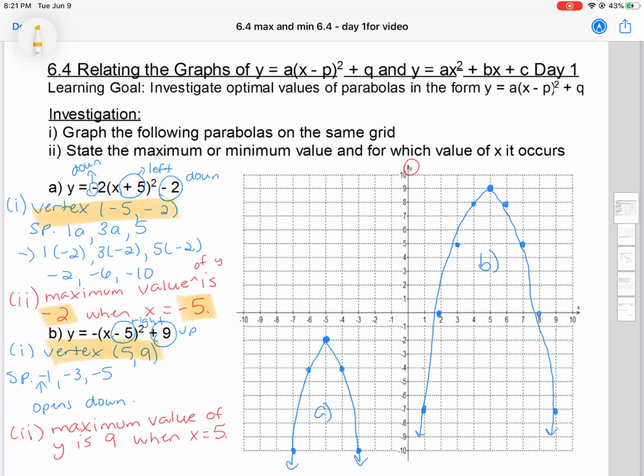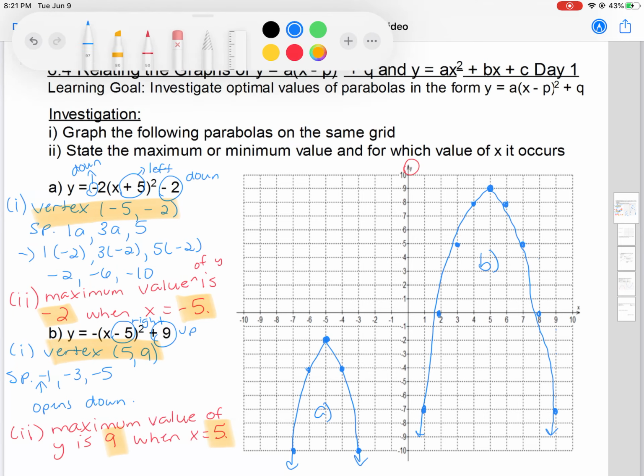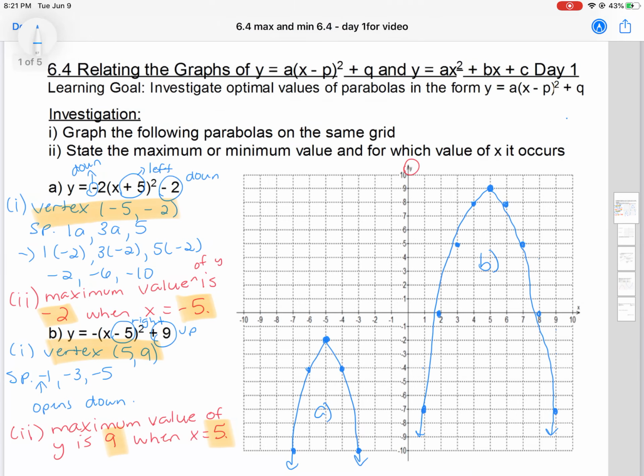Okay, so it helps us with these optimal values. And you're going to see that over and over again. Like I said, moving forward, when we do 6.4, we're going to look at a different way to find the vertex form. It's a very useful form of the equation.